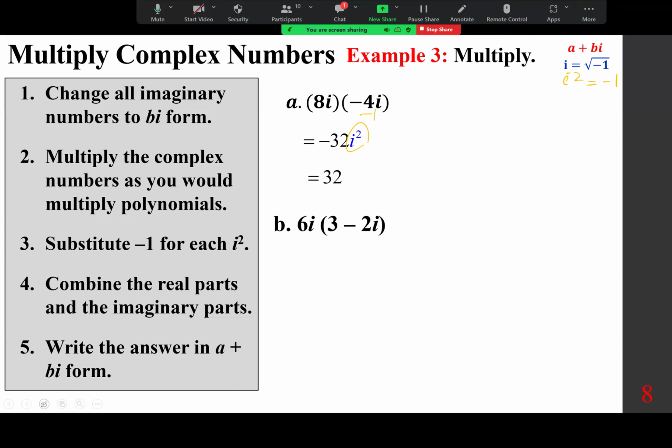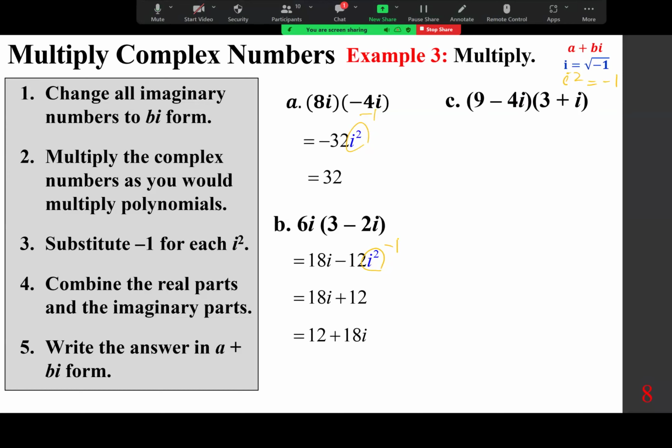We are going to distribute everybody, and we get 18i minus 12i squared. Again, we're going to replace the i squared, just like this one, with negative 1. We get 18i plus 12. You can leave it like that, but it's really awkward to leave it like that. We are going to put it in the form of a plus bi, so the real part must be first. We write it as 12 plus 18i. If you didn't, it's not that big of a deal.